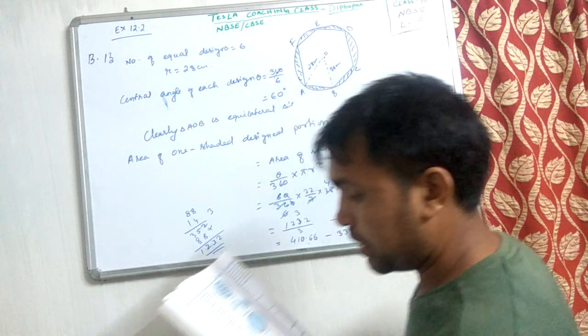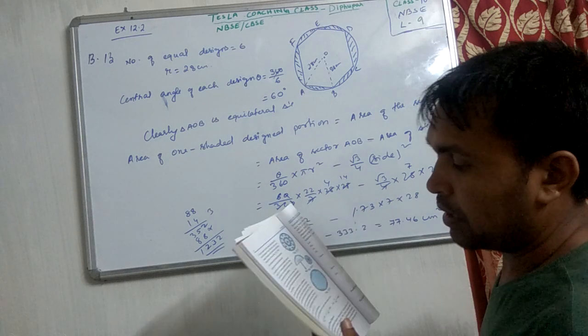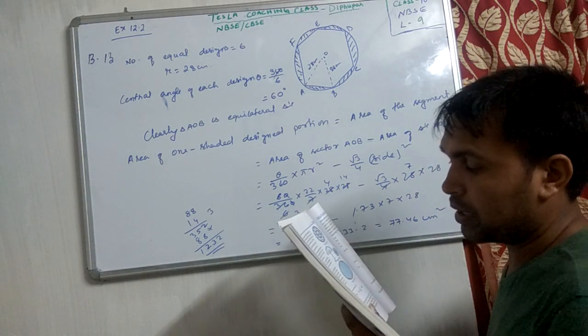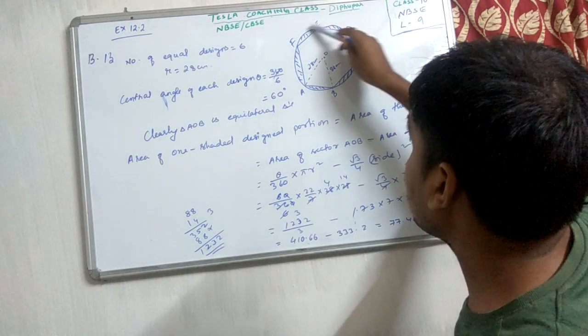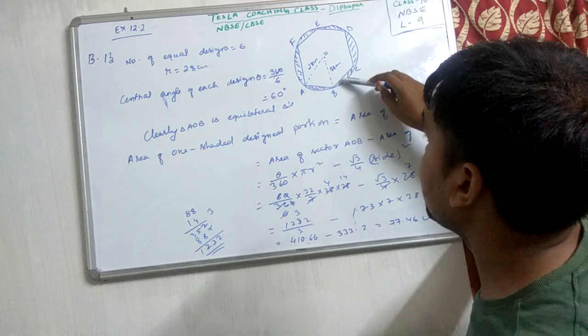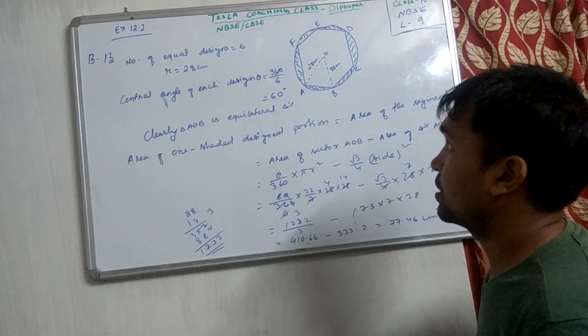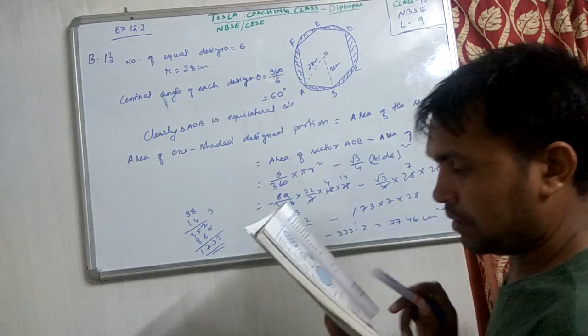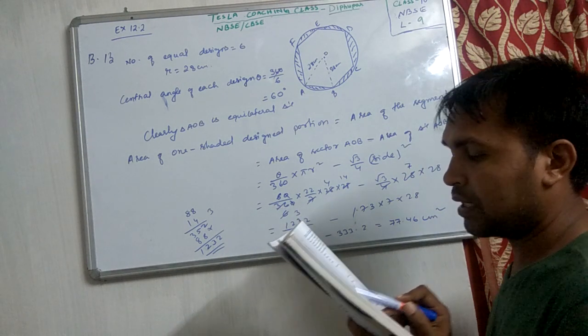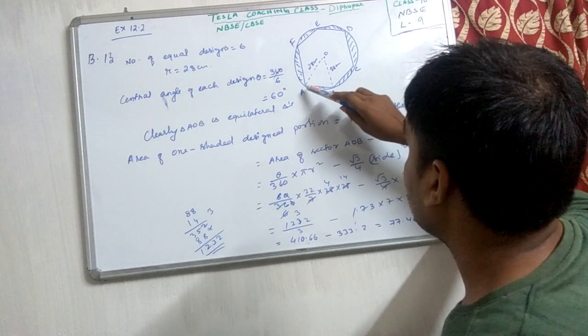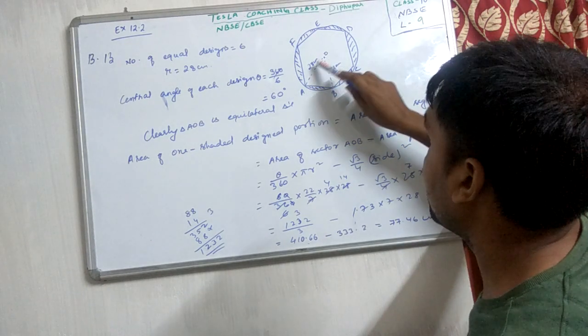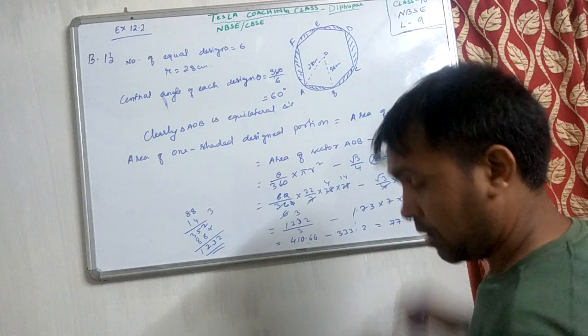Here in the question it is said: a round table cover has 6 equal designs as shown in the figure. This is a table cover. It has 6 equal designs at the 6 corners. Okay, and the radius of the cover is 28 centimeters. So the radius of this tablecloth is how much? 28, 28. Okay, got it?